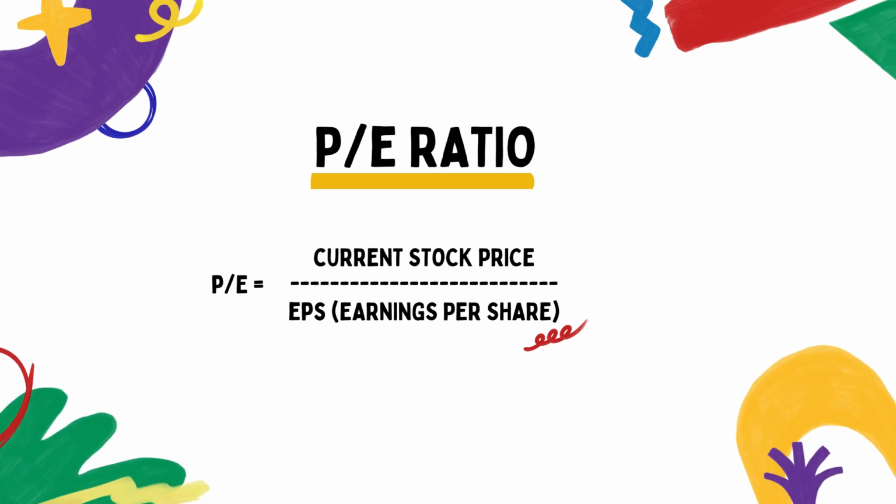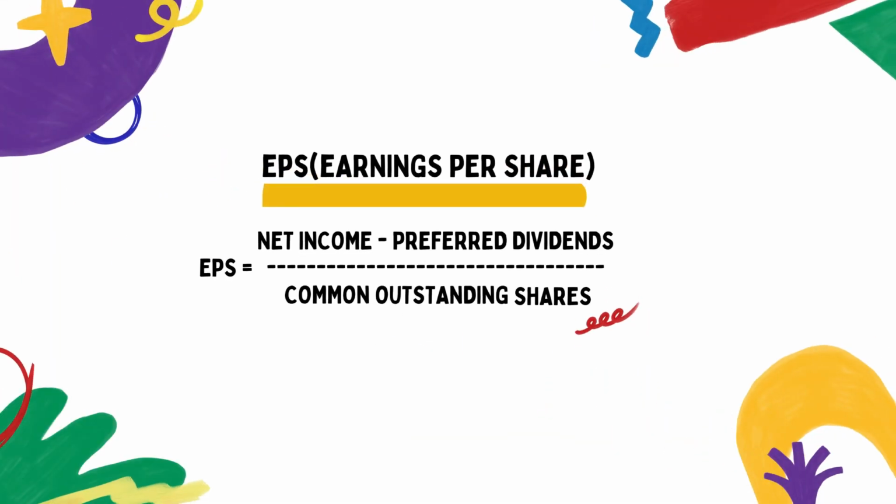EPS, or earning per share, is a measure of how profitable a company is. EPS indicates the company's profitability by showing how much money a business is making for each share of its stock. So the formula is simply net income, which is the money that the company is making, minus any dividends that the company has paid off throughout the year, divided by the outstanding shares that the company has.